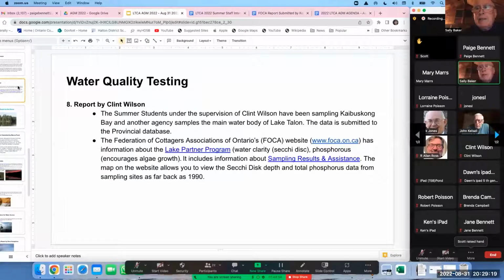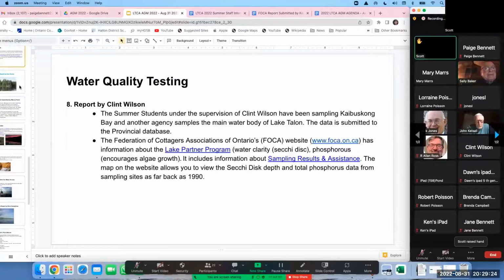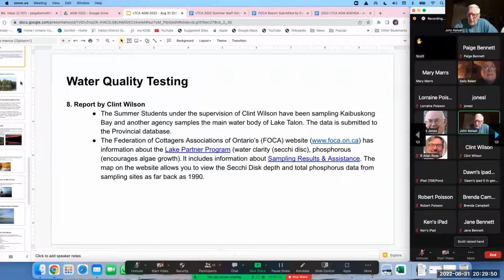Water quality testing. Clint, give us a brief summary there. Hey, Brian, if you don't mind, just a comment on John Kelso's comment. John, just what you just brought up, we did put a motion forward in 2019 to bring forward to the ministry that we would ask them to maintain it at the 10.0 level. So that's something we've already tried. Right. Yeah, thanks, Clint.